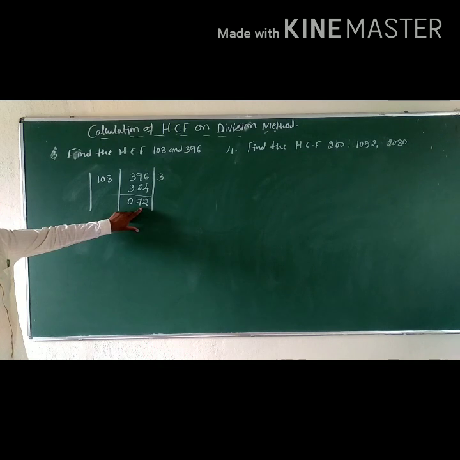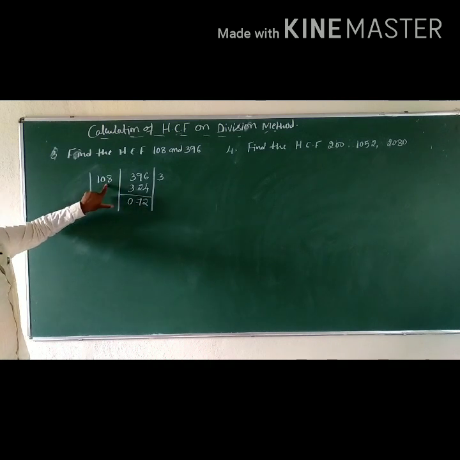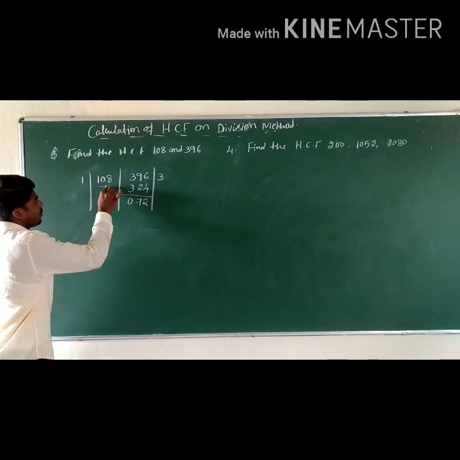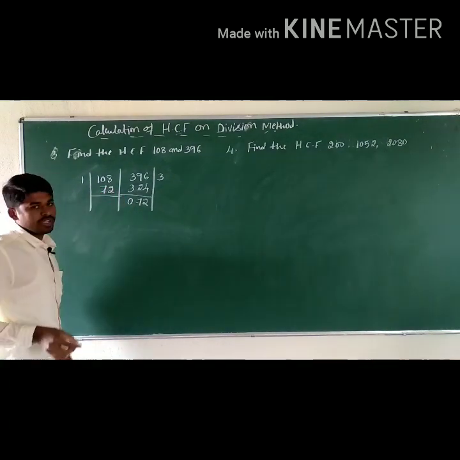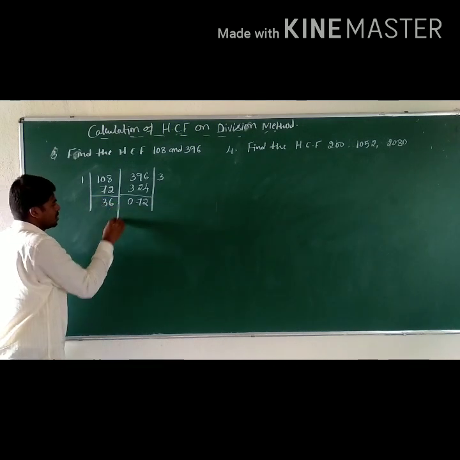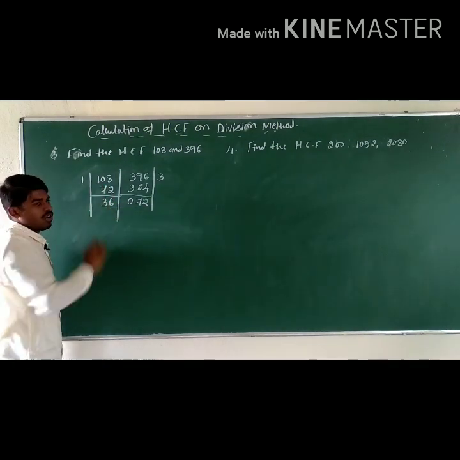Now with the lowest value 72, the highest value is 108. With the help of the smallest value, we are going to divide the highest value. Now 72 ones are 72. Okay, 72 ones are 72. 108 minus 72, what we get? 36.